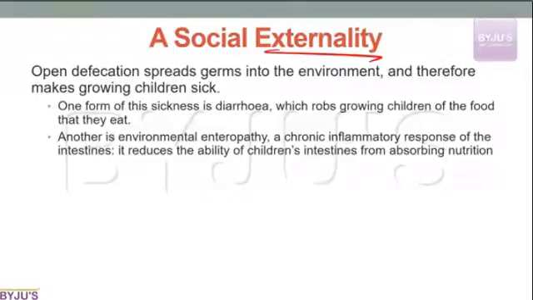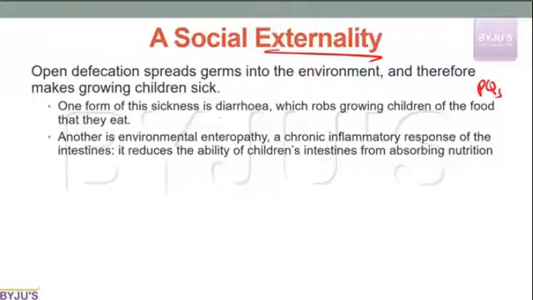So here is a social externality. Now, what is the meaning of an externality again? One person is doing some activity, and a third party is getting affected. Somebody else who's not involved is getting affected. So people are doing open defecation, but other people are getting affected. Even people who do not practice open defecation also get affected because of that. That is an example of a social externality.